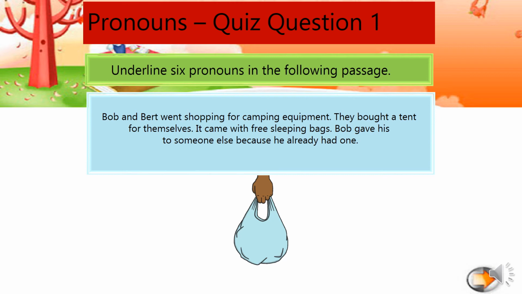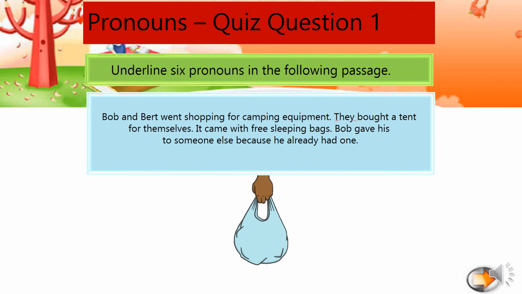Bob and Bert went shopping for camping equipment. They bought a tent for themselves. It came with 3 sleeping bags. Bob gave his to someone else because he already had one. Now, I think you have already guessed. Now, let's do the self-assessment. Have you underlined correctly or not?